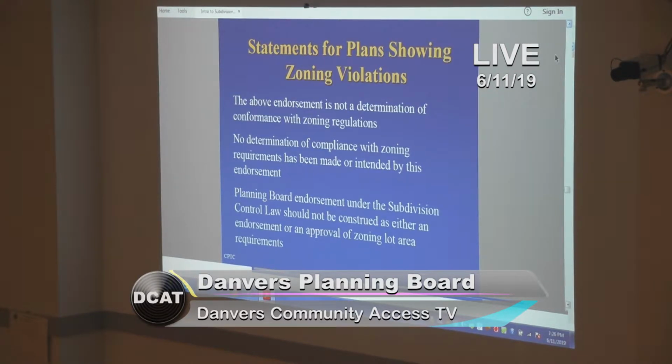So sometimes you might get an A&R plan that clearly shows zoning violations, and unless it is a frontage violation, you can't deny an A&R endorsement on that basis. But what you can do is call that out on the plan to reduce the risk of someone buying one of these parcels and being surprised down the road that it's not buildable.